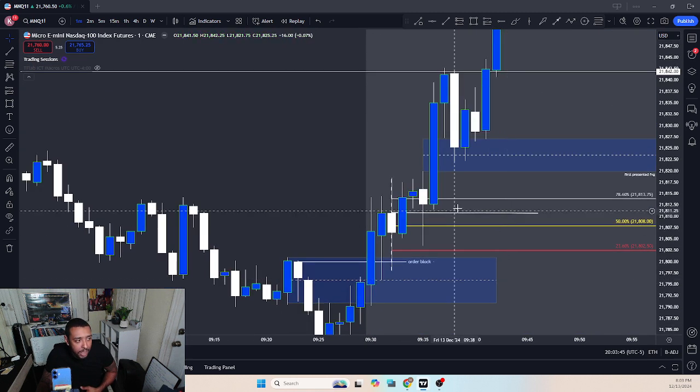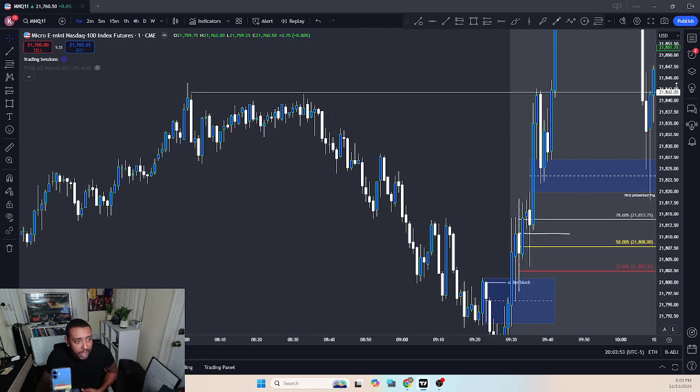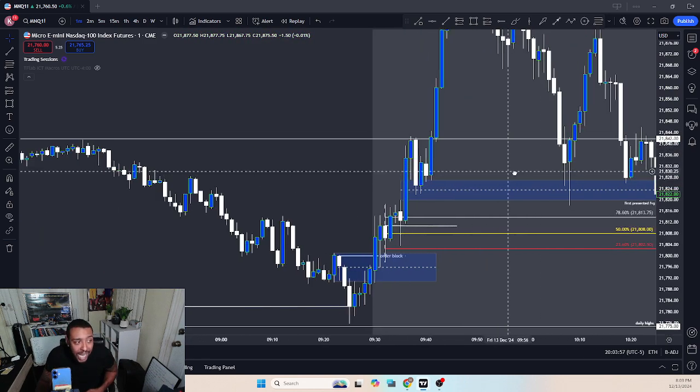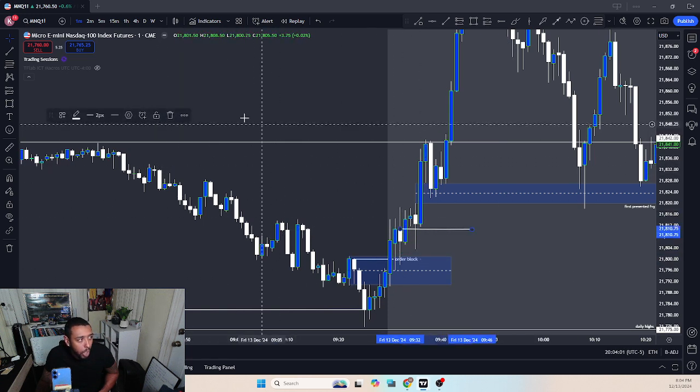Look what happens after that. Displacement finally creates the first presented fair value gap right here. Use it as support, and then it takes this level. Remember, when it takes a high, so now let me erase all these zones, make it a little cleaner. We already broke that down.